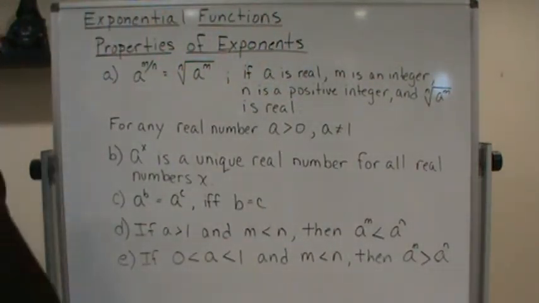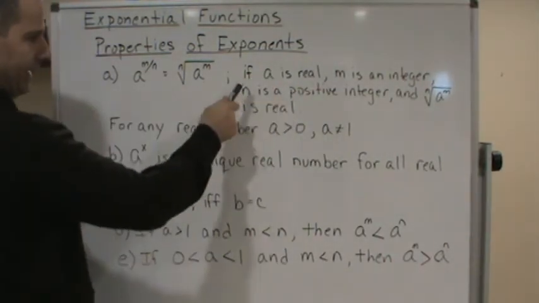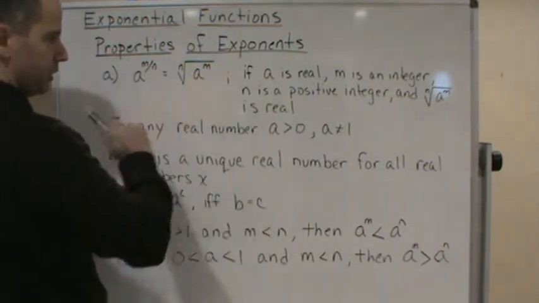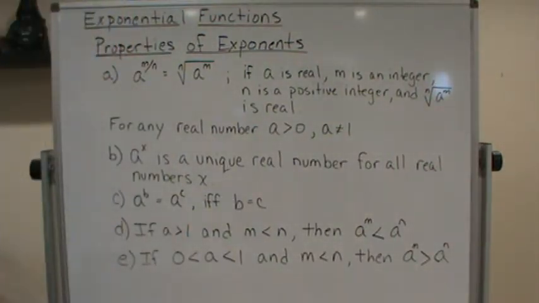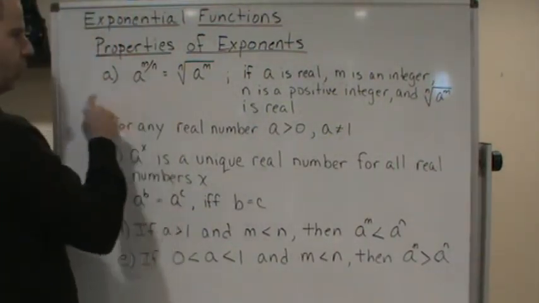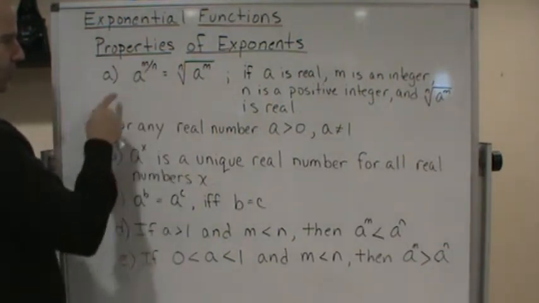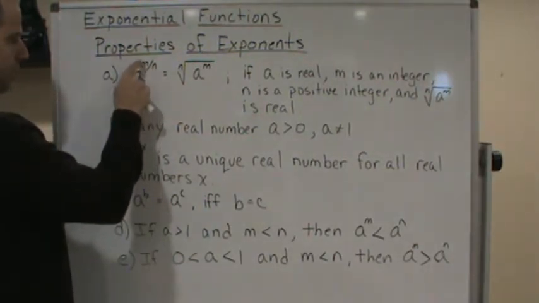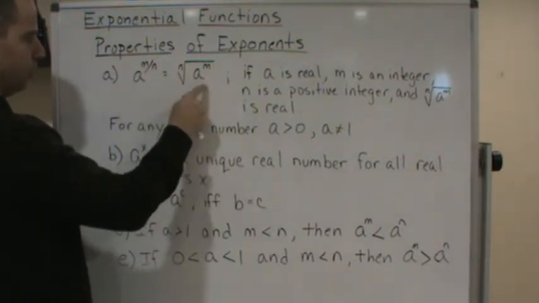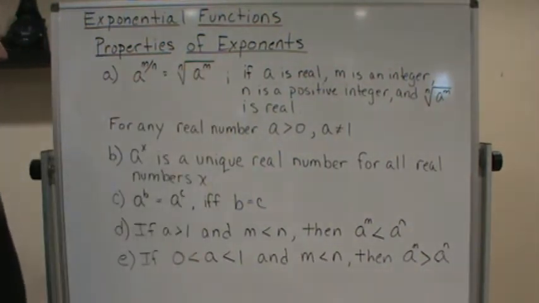Remember that if a is a real number, m is an integer, n is a positive integer, and this expression gives us a real number, then this will hold. This is the definition of a to the m over n. When we have rational exponents, remember, we can rewrite a to the power m over n as a root. We can take the nth root of a to the mth power. Okay, so this identity holds.